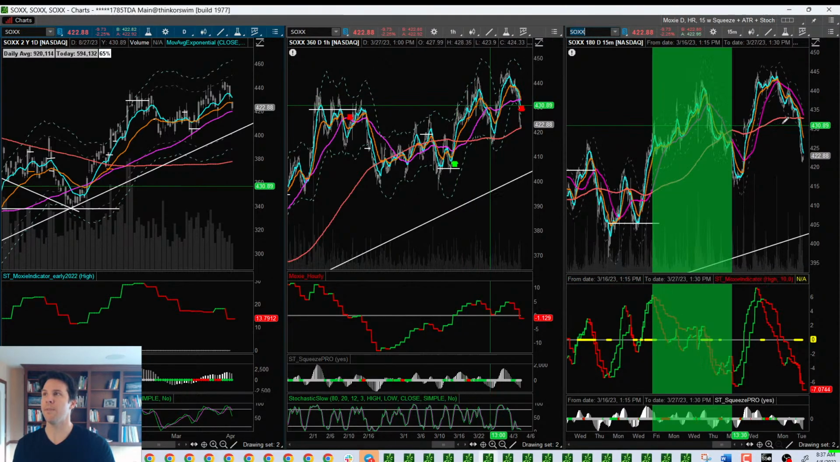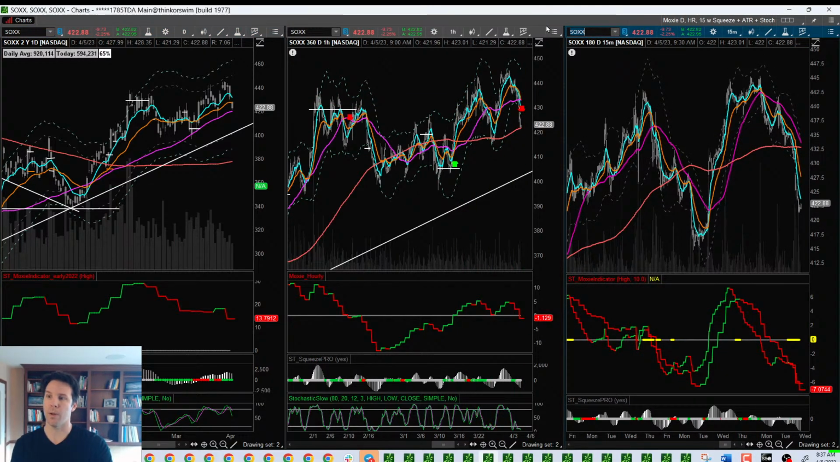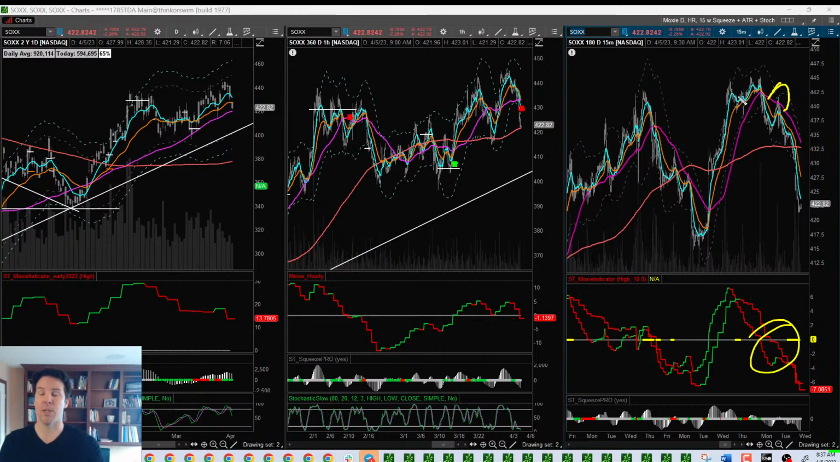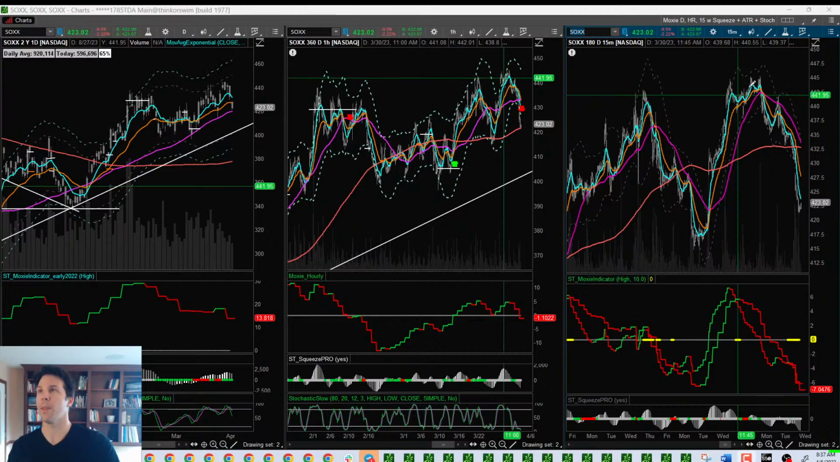And if you look at the 15-minute time frame, right in through here, see how price ran right into the underside of a downtrending 15-minute 50, and the Moxie indicator was below zero. So that was the start of the move of the pullback with the SOXX, and then we'll have to see where in the food chain this keeps working its way.